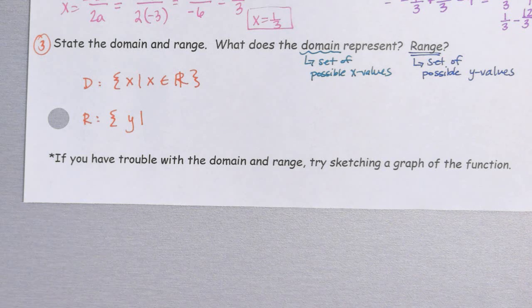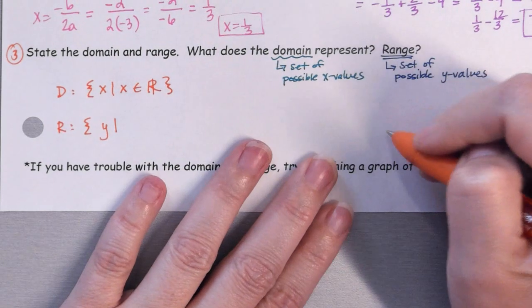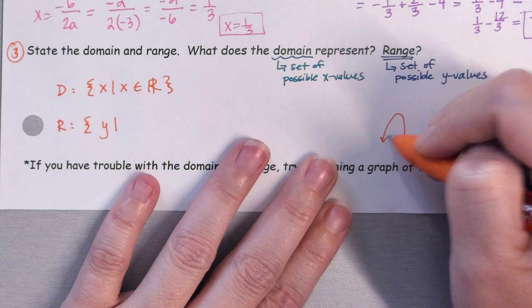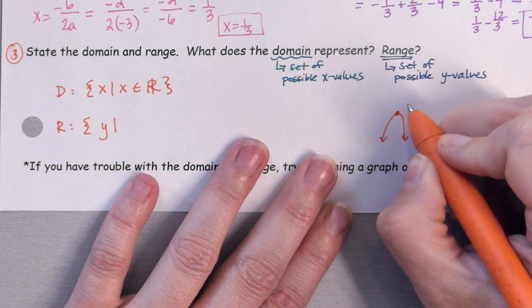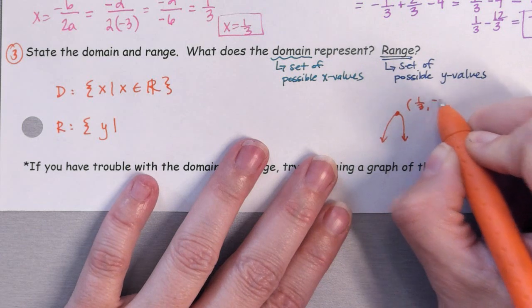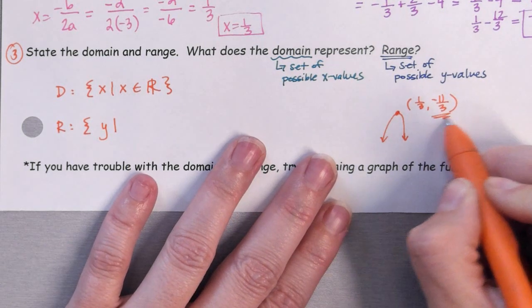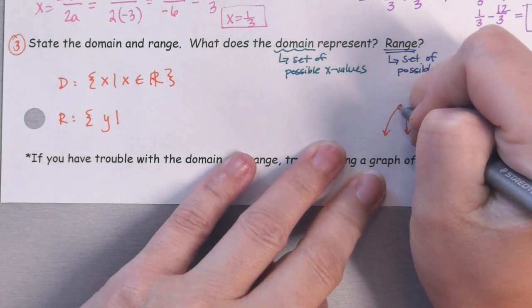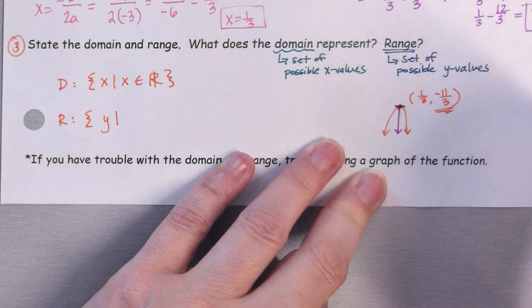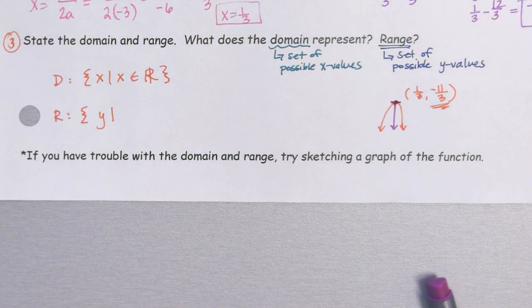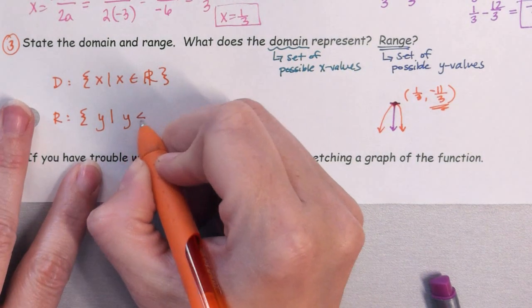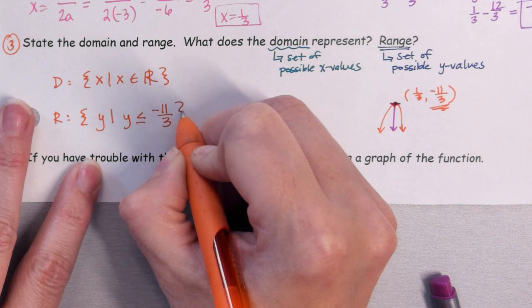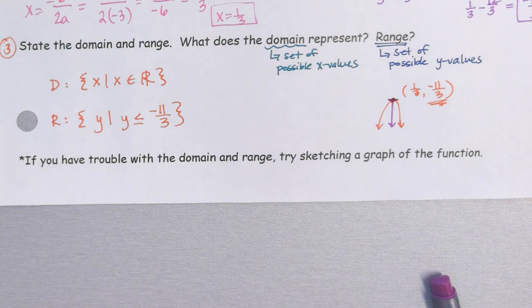I did say if you have trouble with the domain and range, try sketching just a rough graph of your function. And by rough, I just mean, is it opening up or down? You know that this is your maximum value, the negative 11/3, and it's all about the y-coordinate, okay? So it's all of the points that are at the vertex or below. So when you are writing that, it's going to be y such that y is less than or equal to negative 11/3. Okay, and that's going to be your domain and range.